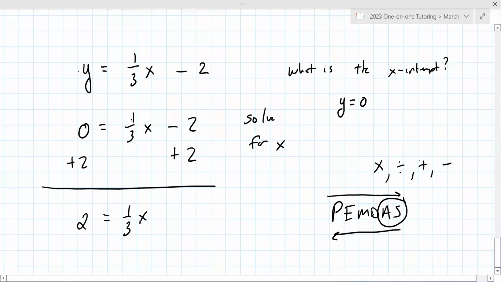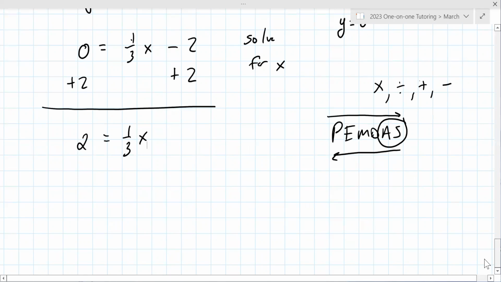Yeah. It equals 1/3 x. All right. Okay, now you just said it. The 1/3 is multiplying the x. All right, how do you undo multiplication?